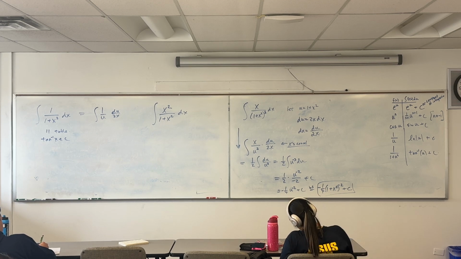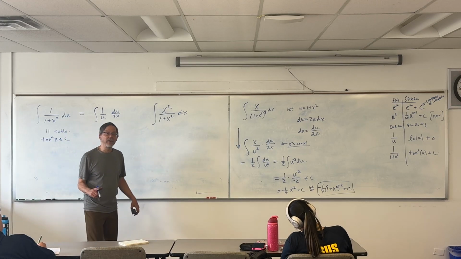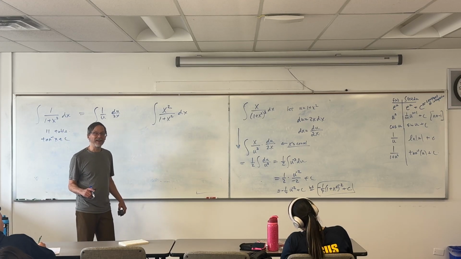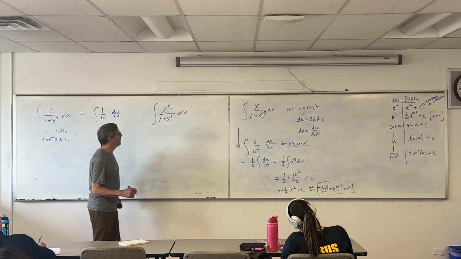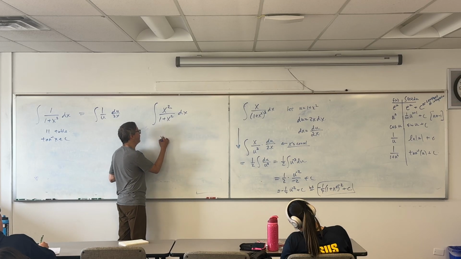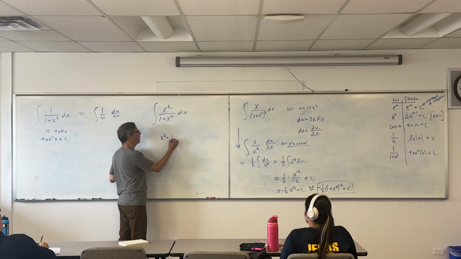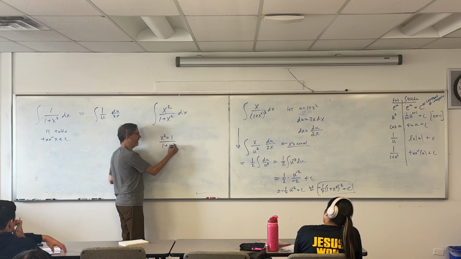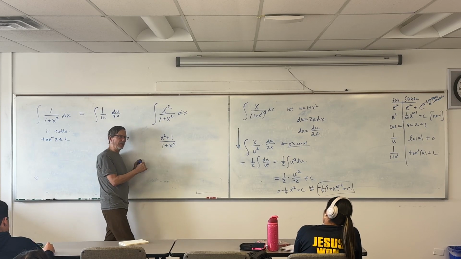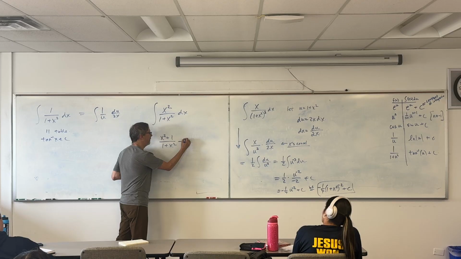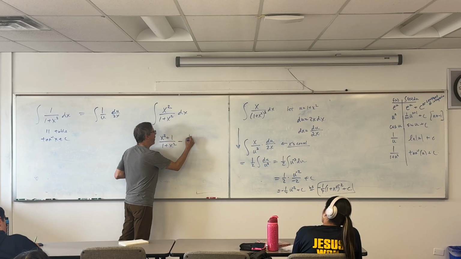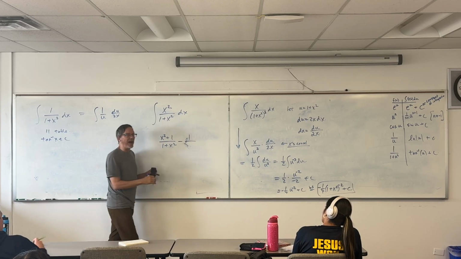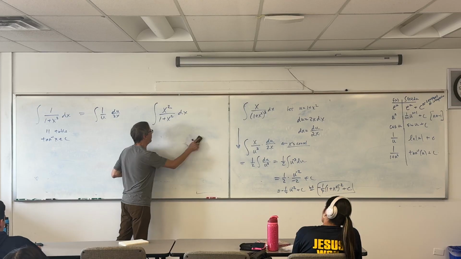Yeah. What'd you do, Joshua? Say it again. Either x squared plus 1, or 1 plus x squared, minus 1 over 1 plus x squared, like this? Yeah, minus 1 over 1 plus x squared. Oh, you divided. Okay, that's what you need to do.